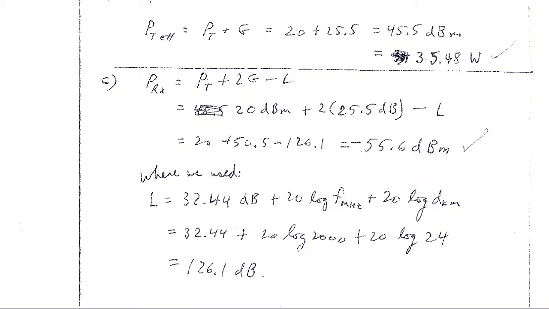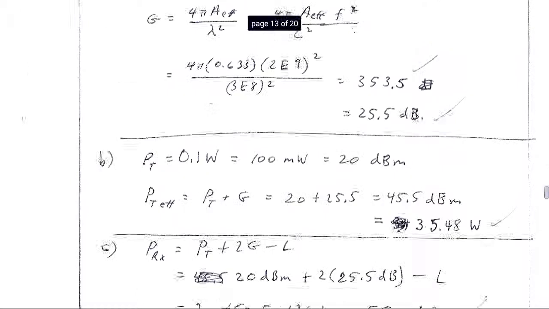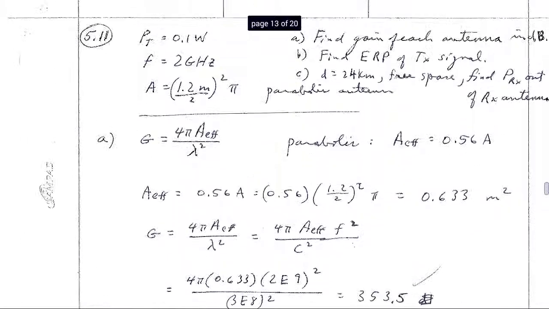Let's see, I used a loss of 126.1 dB, and I calculated that using this equation, plugging in 2 gigahertz as 2,000 megahertz and 24 kilometers as 24 kilometers to get 126 dB of loss. And so that's how you do problem 511. Hope that helps.